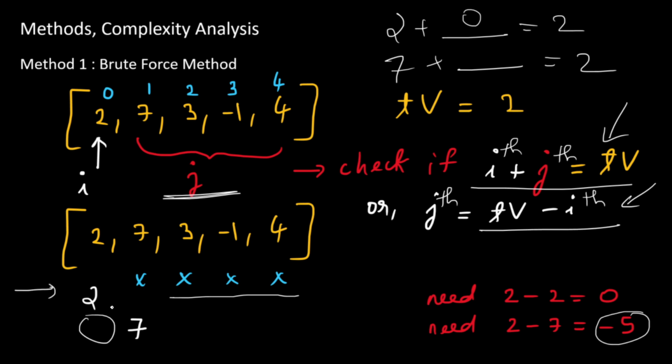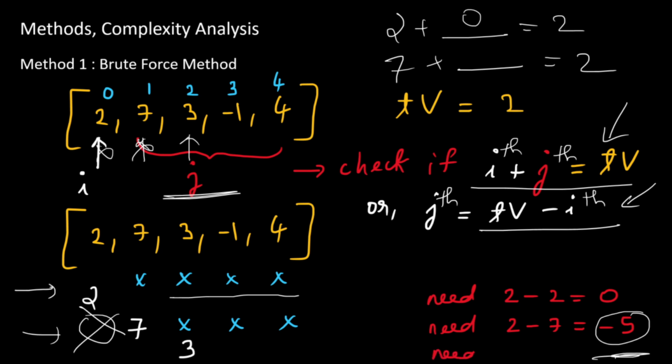But because it was not found in the previous iteration, we don't need to check this in the next iteration. So a possible solution can only exist as a pair of 7 and one of the remaining elements. So again, we are checking for minus 5. Now we look at the remaining parts and we see that in none of these places we have minus 5, right? So again, we move the pointer of I to the next one, which is 3, right?